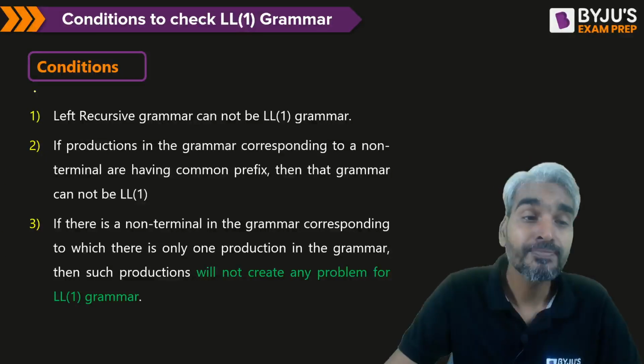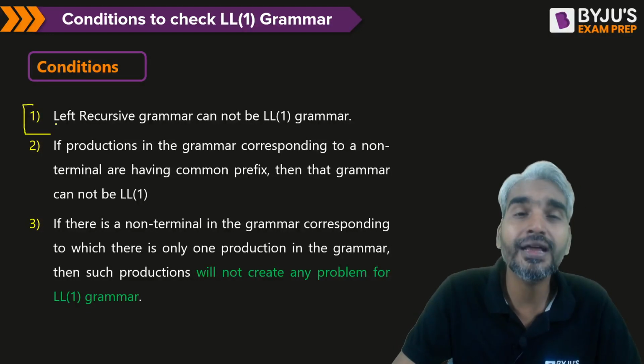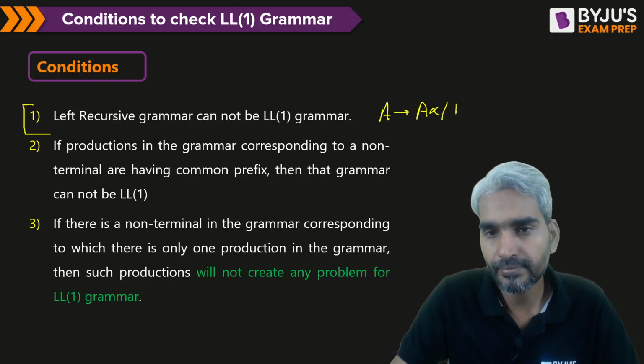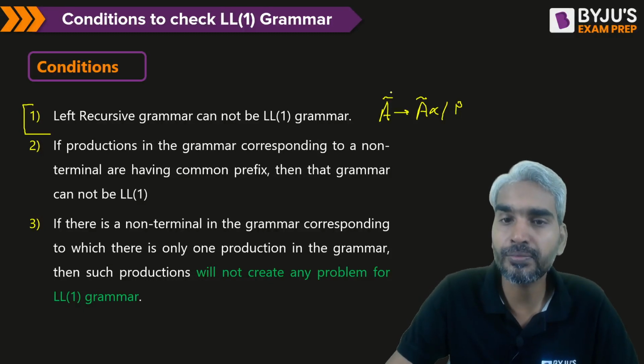What is the necessity? For a grammar to be LL1, the conditions are that it should not be a left recursive grammar, such type of grammar in which the non-terminal is appearing on the leftmost part of the right side of the production. So this is left recursion, this is not allowed.